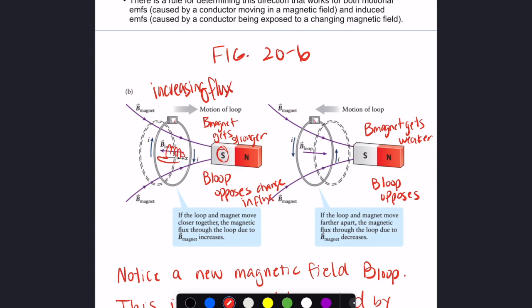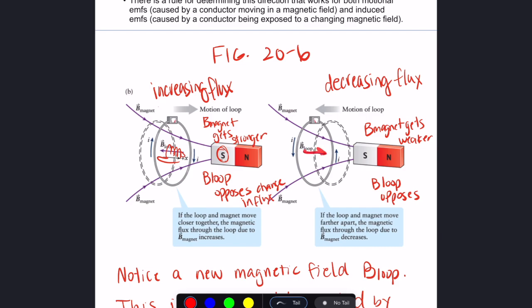Let's look at the case of decreasing flux and see that opposition, okay? So the magnetic field that is going through the loop is getting weaker now because the loop is moving farther away from the magnet. And B loop is going to point in a direction that opposes that decrease. Well, how do you oppose a decrease? You're going to add more in the same direction, right? That's how you oppose a vector pointing to the right that is getting smaller in magnitude.